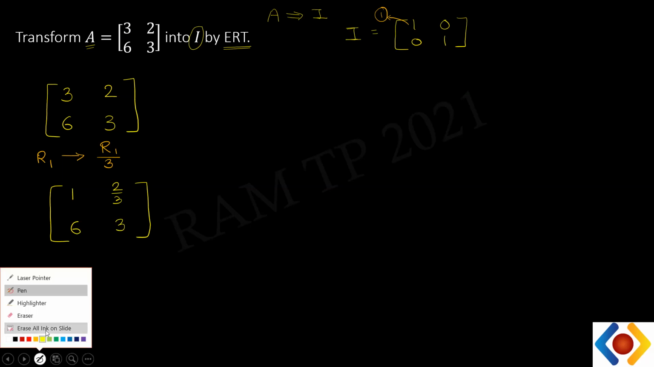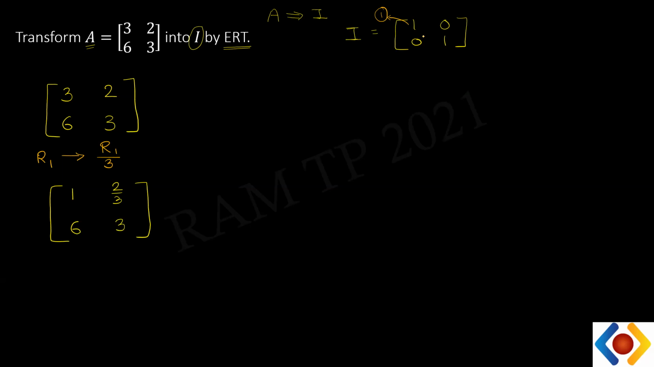Do the same for row 2 also? One minute. Let's go step by step. Now let's try, this is our second step. I want to make this element 0. So you guys need to tell me now, how can I make this element 6 as 0?